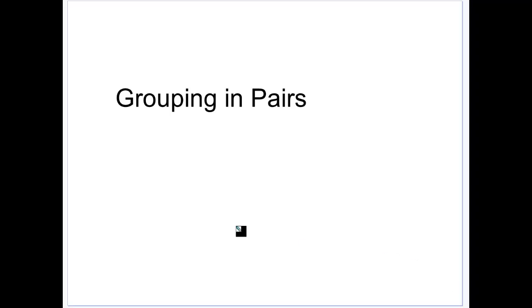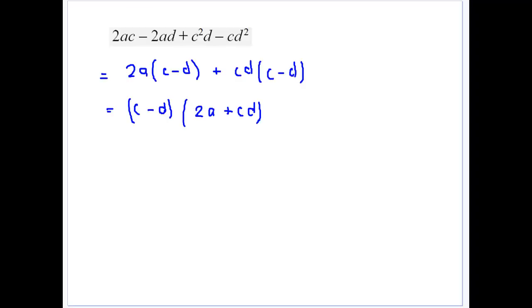Now, the next type of factorization we want to do is what we call grouping in pairs. When we talk about grouping in pairs, we have to look at this situation. If I consider 2ac minus 2ad plus c squared d minus cd squared, at first glance, the first step would be, okay, is there a common factor? And I'd look at that and see, well, it's close, but nothing's actually common to all of it.